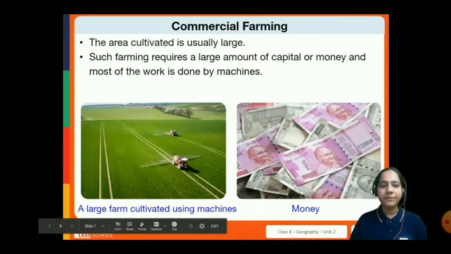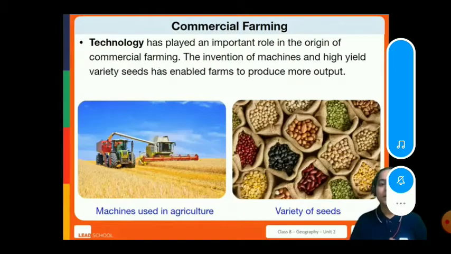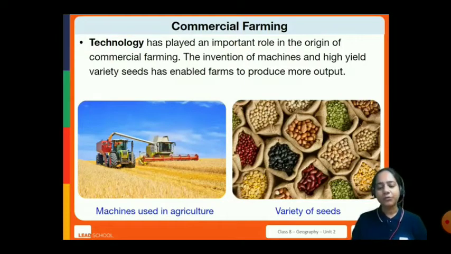In commercial farming, the area cultivated is usually large. Such farming requires a large amount of capital or money, and most of the work is done by machines. Technology has played an important role in the origin of commercial farming. The inventions of machines and high yield variety seeds has enabled farms to produce more output.